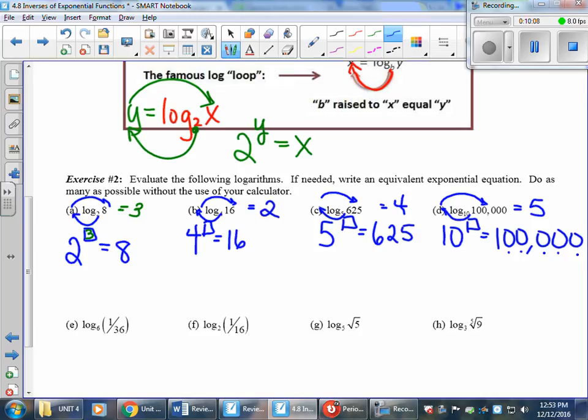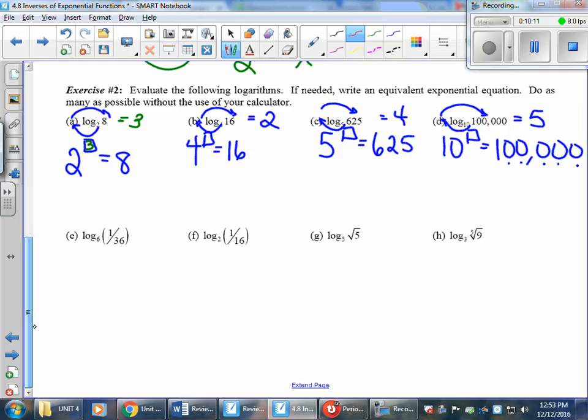I think the loop makes it easier. It makes it even easier for me. So let's go down here. Now we're going to do 6 to the what power is equal to 1 over 36. Well, you know 6 squared gives me 36, but because it falls into the denominator, this has to be negative 2.